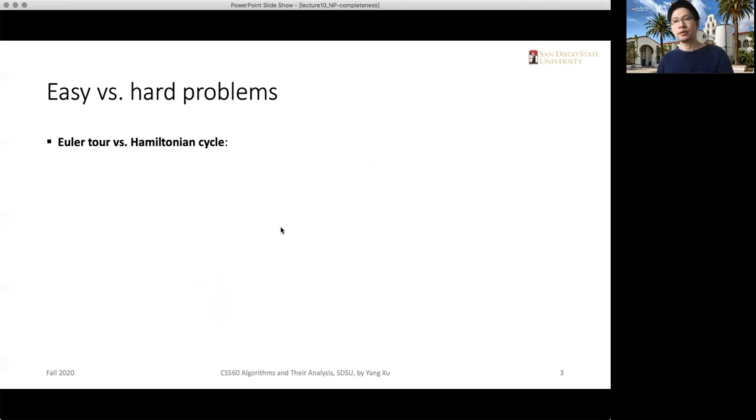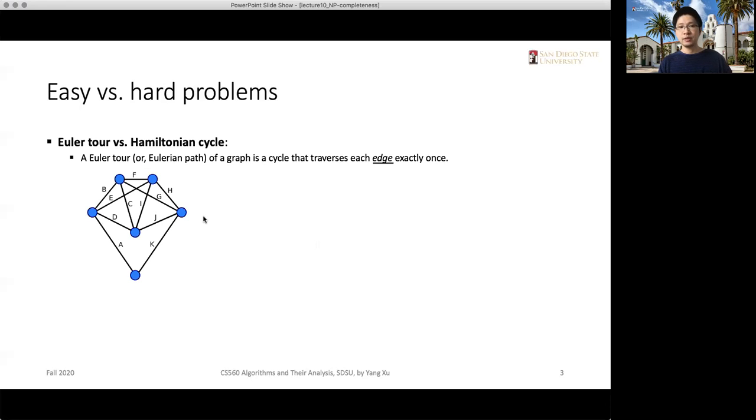The second example involves two problems that we haven't introduced in our lecture yet, but let's go through them briefly. The first one is called an Euler tour, named after the famous mathematician Euler. An Euler tour of a graph is basically a cycle, but that cycle requires that we go through each edge exactly once.